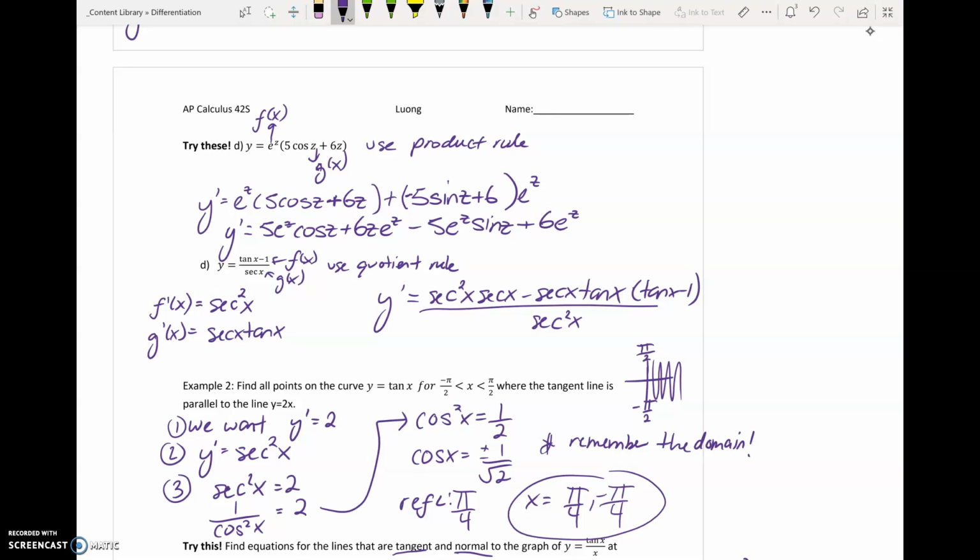So one more try it yourself question that you can try. Find the tangent line and the normal line. And then when you're ready, you can view the solution. You will need a calculator for this one.